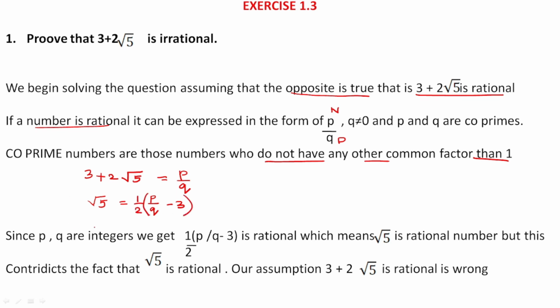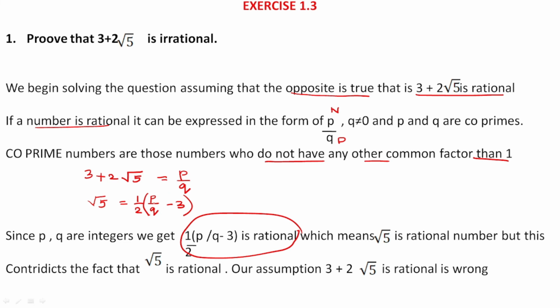Now since p and q are integers, obviously when they're integers, whatever numbers you put in this expression, like half of p divided by q minus 3, will definitely be a rational number. That means it will have a finite value, which means root 5 is rational. Because both the quantities have to be equal, right? A rational can never be equal to an irrational number.